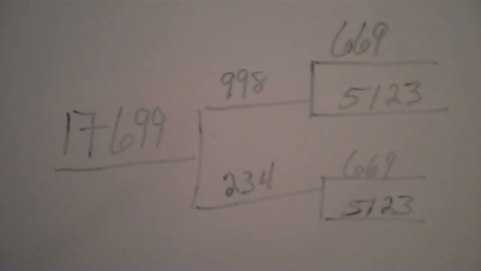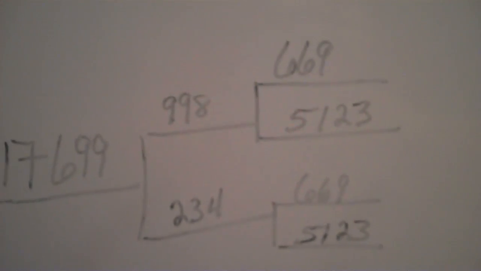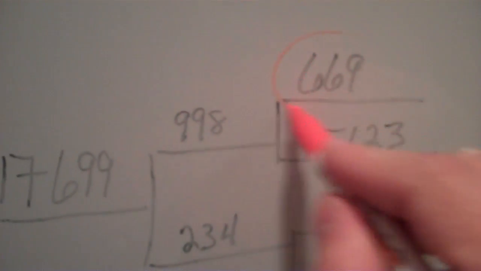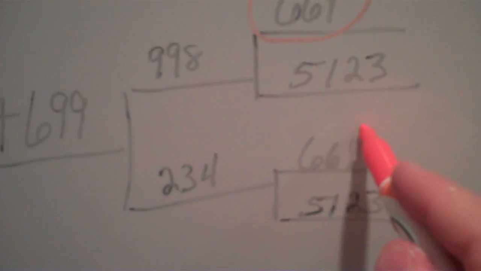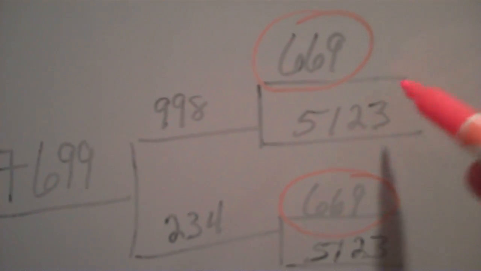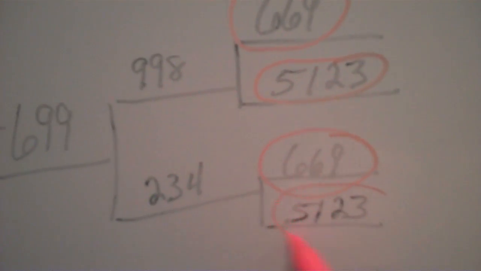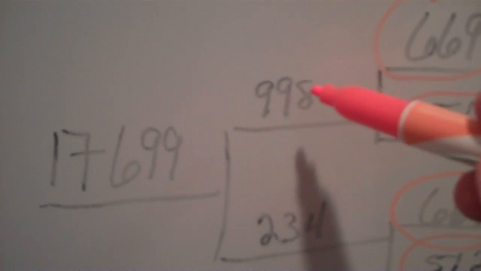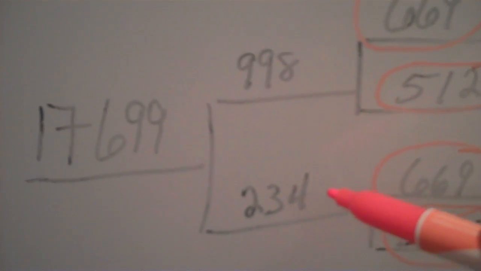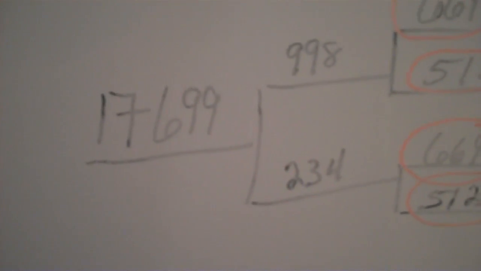And let's say 17,699. I see 669. I see it again here. I also noticed that 669 has been paired to 5123, making 998 and 234, a full brother and sister, making 17,699 the most inbred pigeon here.